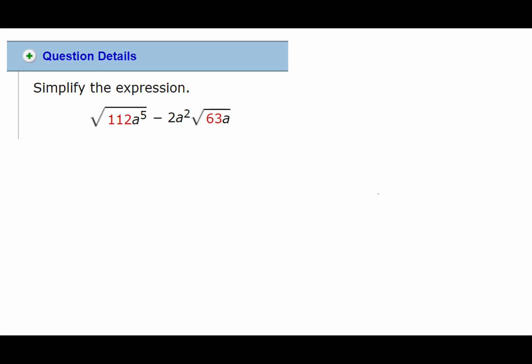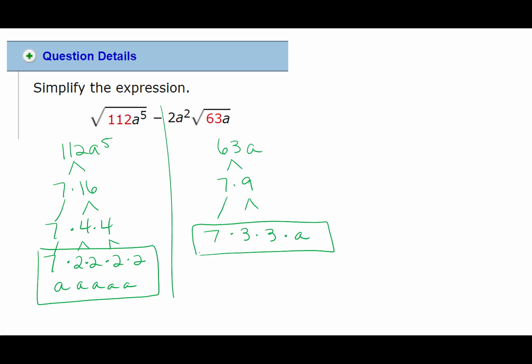Okay, so let's try that again. We have the square root of 112a to the 5th minus 2a squared times the square root of 63a. The first thing I want to do is draw out the factor trees. Okay, so I went ahead and did the factor trees.